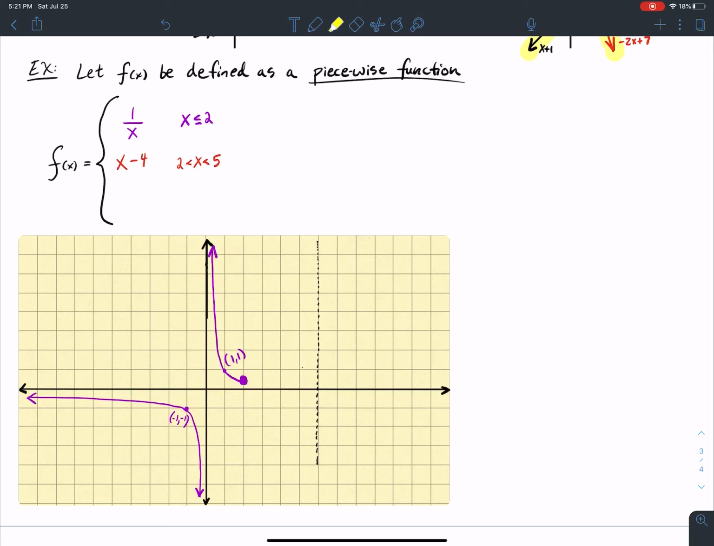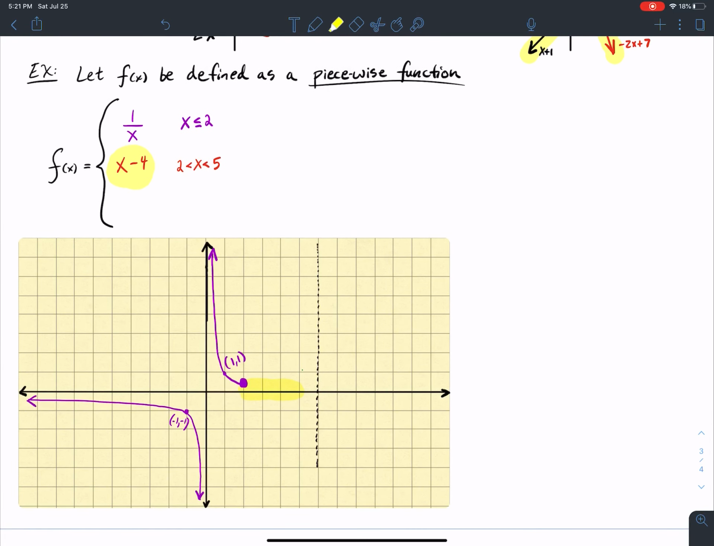Now the second piece is going to be defined as x plus or minus 4, and that's only going to be on the interval from 2 to 5. So that's only on the interval from 2 to 5. So this is a line from 2 to 5. And so that's what that line looks like.